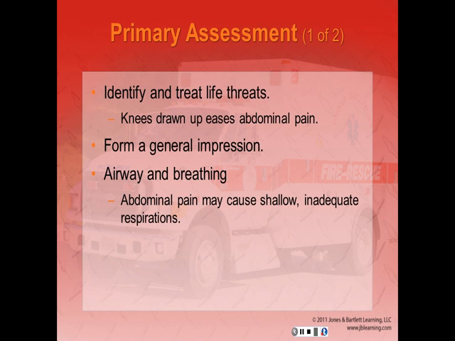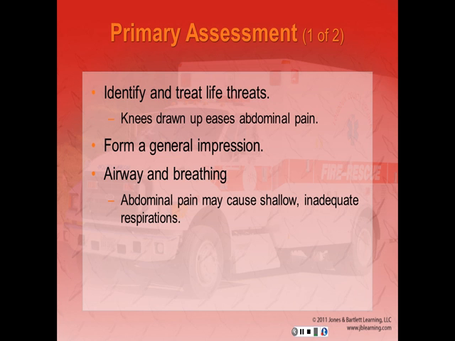Primary assessment. First priority for any of our patients is that we as EMTs identify and treat life threats. We want to assess level of consciousness and assess airway, breathing, and circulation. The patient will often have knees drawn up to ease the pain of the abdomen, and we need to consider necessary treatment and transport options. We need to form a general impression. Ask the patient about their chief complaint and include AVPU in your assessment and general impression.